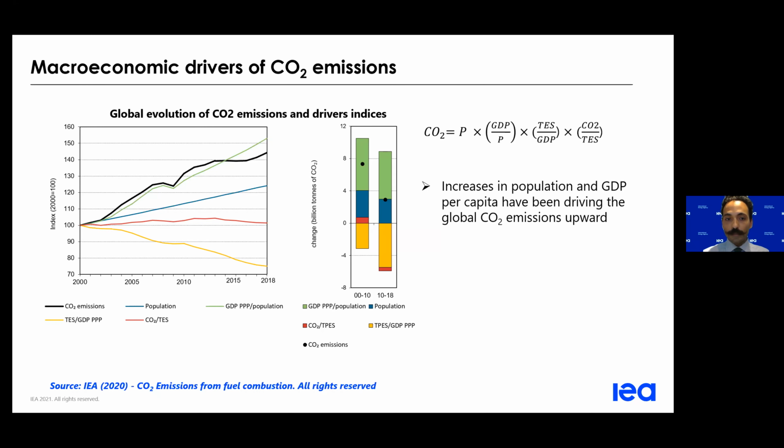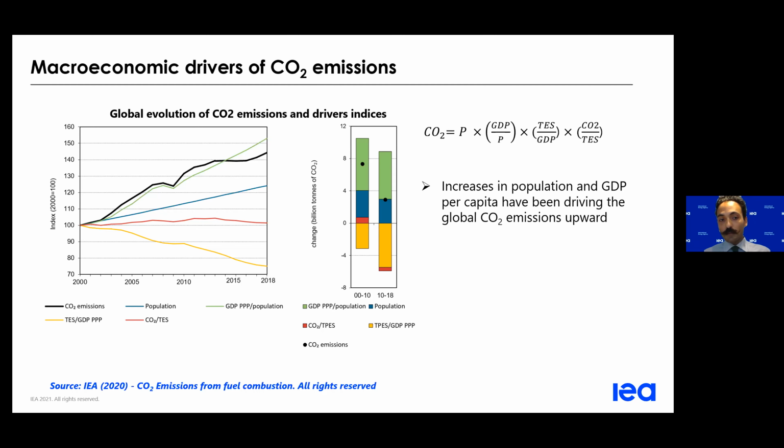And if you look at the figure, globally and in the past 20 years or so, starting year 2000, we can see that the increase in the GDP per population, which is the green line, alongside the increase in the population, the blue line, have been the main factors driving the CO2 emission trends upwards, while they have been slightly offset by the decrease in the energy intensity of the economy. This is the yellow line on the graph.